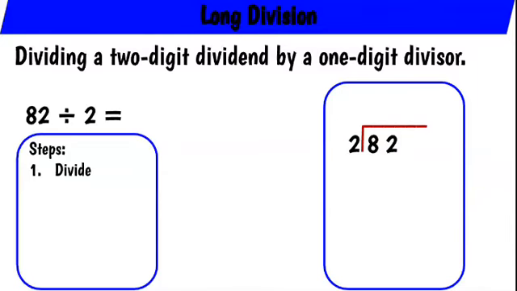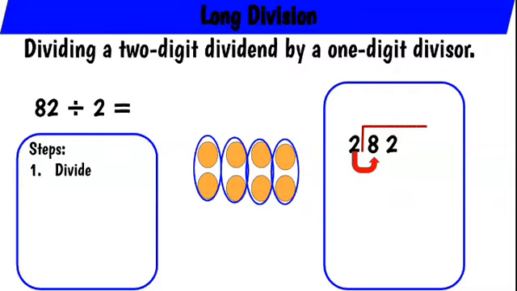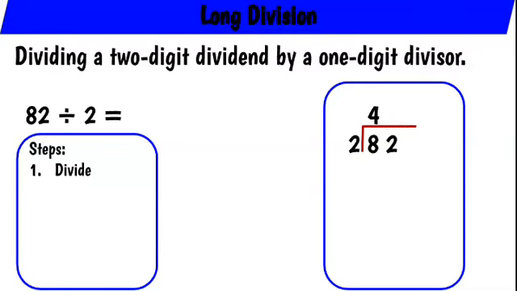So here we have our first step, in which we have to divide. We are going to divide the first digit in our dividend, 8, by our divisor, 2. So we're asking ourselves, how many groups of 2 can I get from 8? For our groups, we have 4. So when we divide 8 by our divisor 2, we got 4.